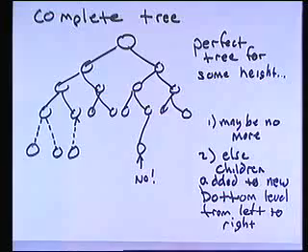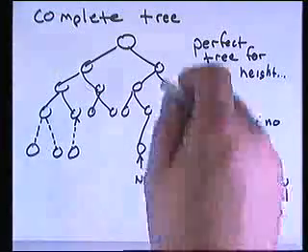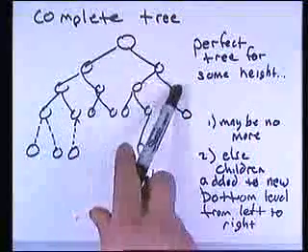So the root's, of course, going to be the first node. The left child of the root would have to be the second node. The third node you add would have to be this one. That would be the 4th node you would add, the 5th node, the 6th node, the 7th node, and so on.